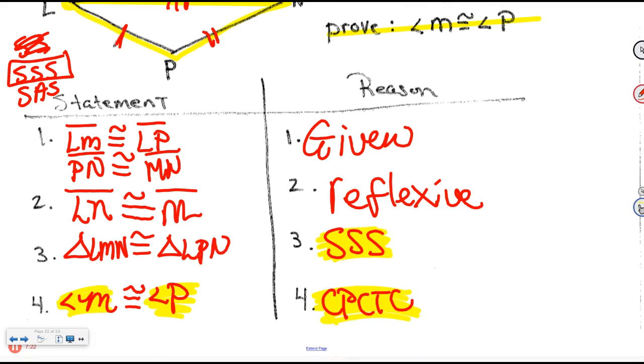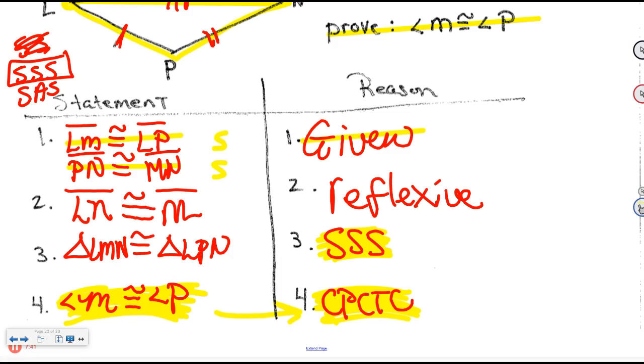Notice the flow of these is very similar. I'm going to repeat it. What was I given? Write it down. 2 pairs of sides. Thank you, thank you. They were given to me. Then I went to the N and I said, what am I being asked to prove? Parts of triangles are the same. So I went right over here and wrote CPCTC.